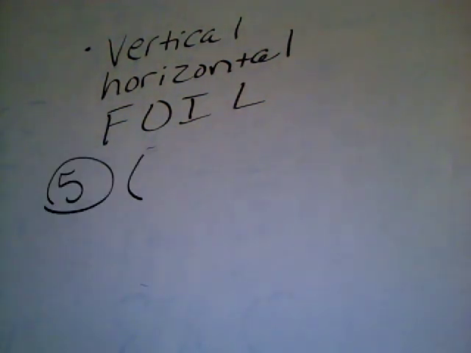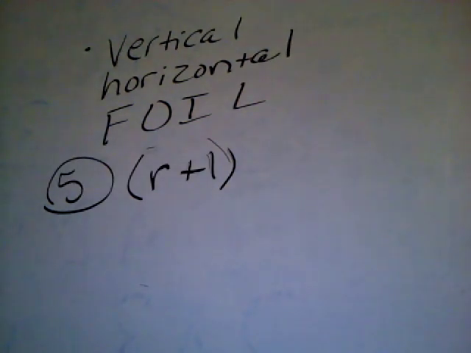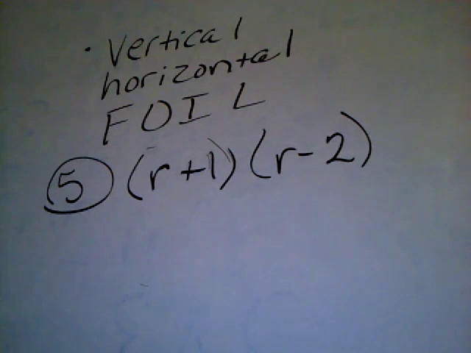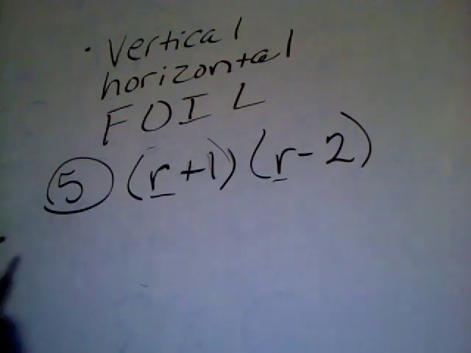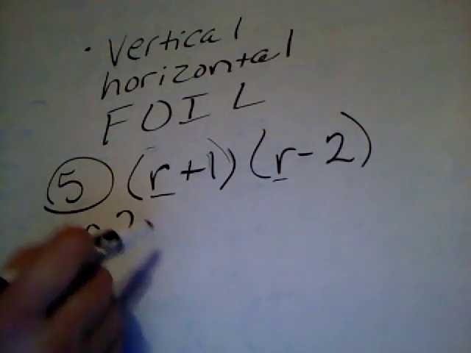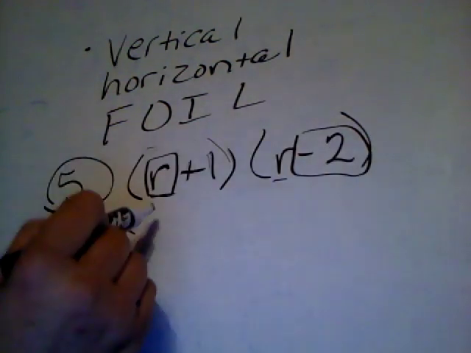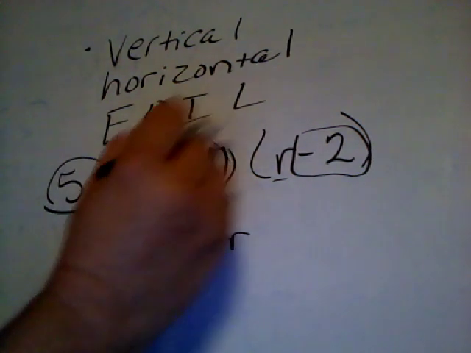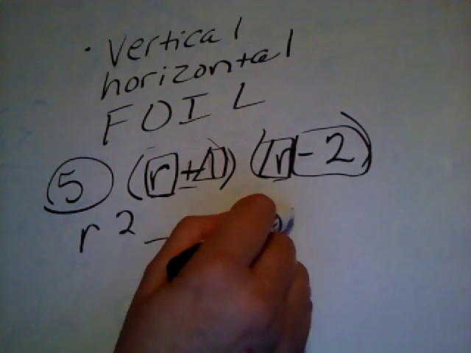Number 5 says r plus 1 times r minus 2. This is a binomial, so we could use the FOIL method, which is what I'm going to choose to do. So first is r times r, which yields r squared. Outer is r times a negative 2, which gives me a negative 2r. Inner, which is 1 times r, and they are both positive, which gives me a positive r.